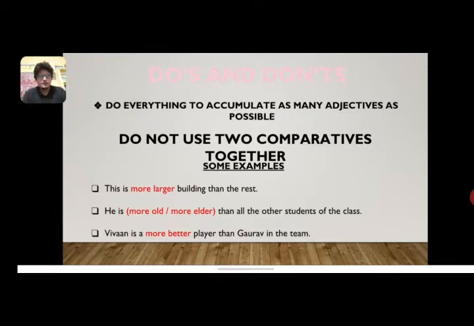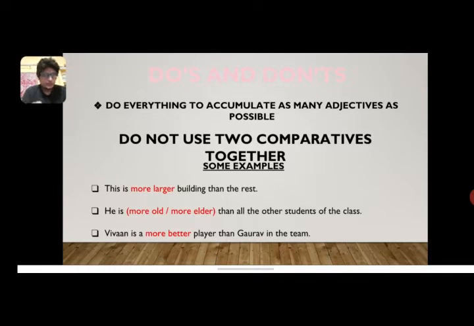This is a very often seen mistake that is usually made by the junior kids, up to class 6, 7 and 8. Now, the first example has been given to you, which is not supposed to be done. This is more larger building than the rest. You either use more with a compatible adjective, or you don't use more at all, because here it is incompatible with this adjective. Larger in itself means a comparison, but here I am using larger, the comparative degree, to show the comparison between a lot of things.